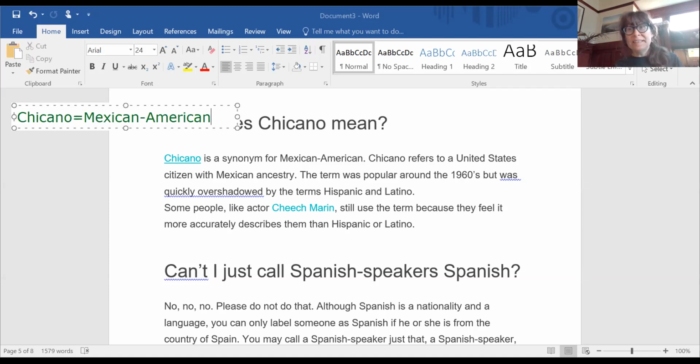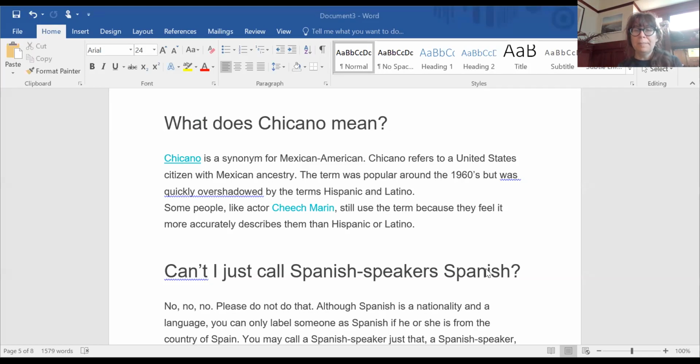And so I didn't call this the struggle for Chicano or Chicana equality because my unit's a little bigger and more inclusive. It does include Chicano and Chicana, but it includes also more groups of people. Some people, like actor Cheech Marin, still use the term because they feel it more accurately describes them than Hispanic or Latino. Can't I just call Spanish speakers Spanish? No, no, no. Please do not do that. Although Spanish is a nationality and a language, you can only label someone as Spanish if he or she is from the country of Spain. You may call a Spanish speaker just that, a Spanish speaker.